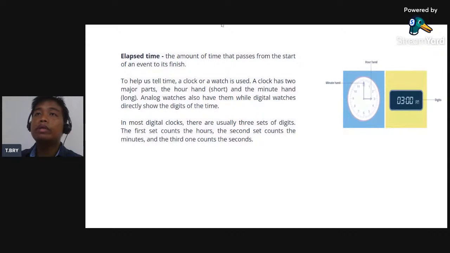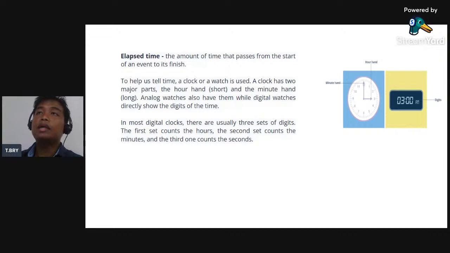Now a clock has two major parts: the hour hand, which is the short hand, and the minute hand, which is the long one. Analog watches also have them, while digital watches directly show the digits of the time. Yung sa ating mga cellphones, those are digital, mostly. We use a digital clock.